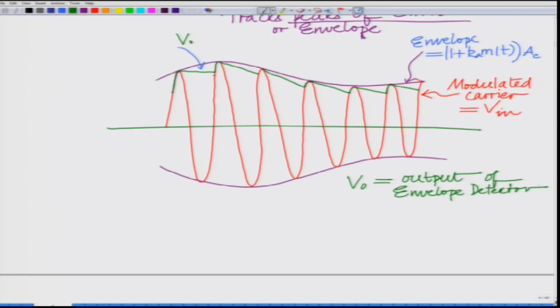VO is the output of the envelope detector, and you can see it is fairly close to the envelope of the input signal, that is the envelope of the incoming amplitude modulated wave. And it works on the following principle, that is when the input voltage is greater than the output voltage, the capacitor charges. So, the capacitor rises to the peak. Once the capacitor voltage reaches the peak of the carrier, and Vin starts to fall, the diode becomes reverse biased.